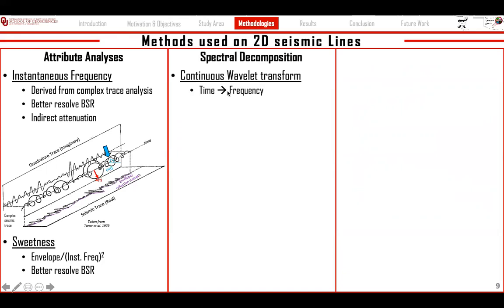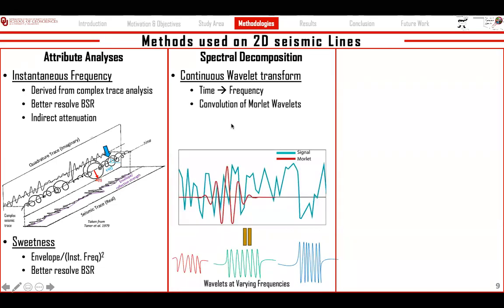Our second method involves the spectral decomposition method, known as continuous wavelet transform, which allows us to convert our data from the time domain to the frequency domain. This continuous wavelet transform is described as a convolution of Morlet wavelets with the seismic trace to provide individual wavelets at various frequencies, which basically describes the decomposition method that is being applied. This way we can observe the data at different frequency responses.